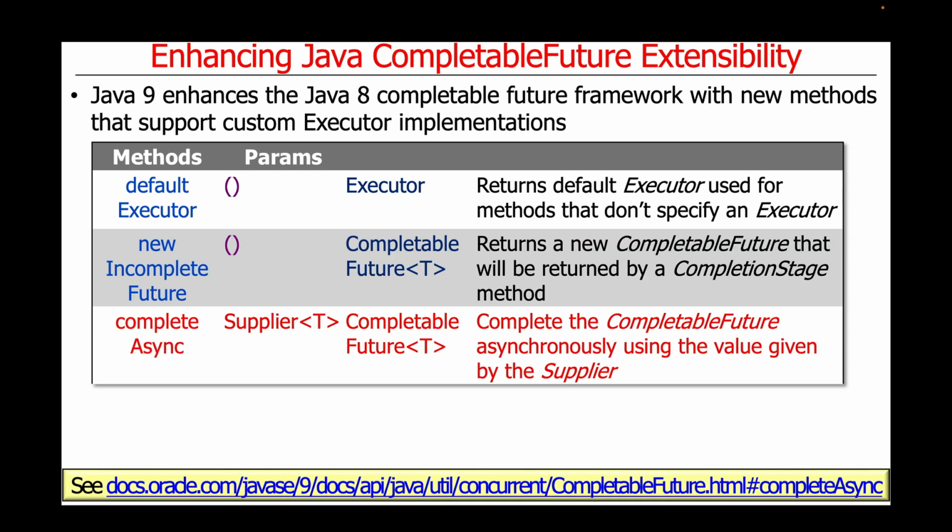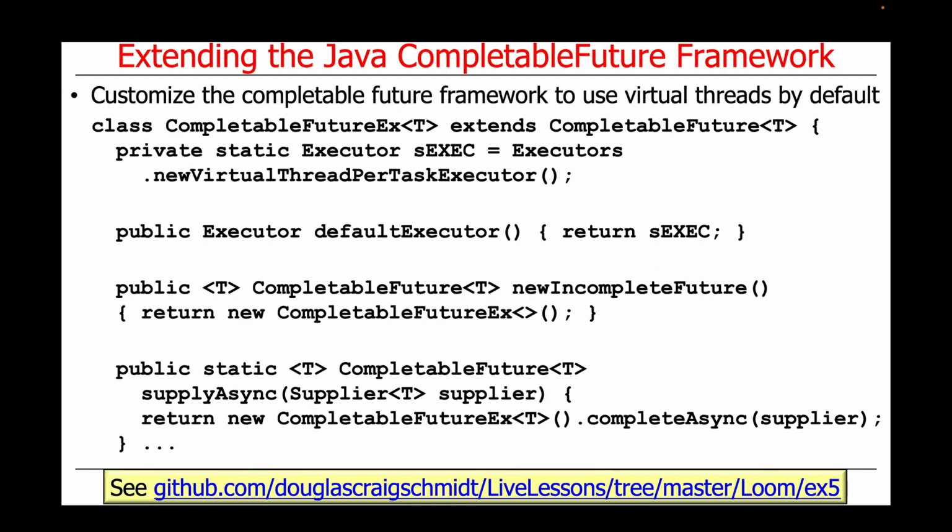The third method we're going to talk about is called completeAsync. This method takes a supplier and returns a CompletableFuture, and it will complete the CompletableFuture asynchronously using the value that's given by the supplier. When all these three methods are combined together, we get a very powerful technique. So let's take a look to see how we can actually customize the CompletableFuture framework to use Java virtual threads by default. This particular example is available in the ex5 project in my Loom directory in my LiveLessons GitHub repository.